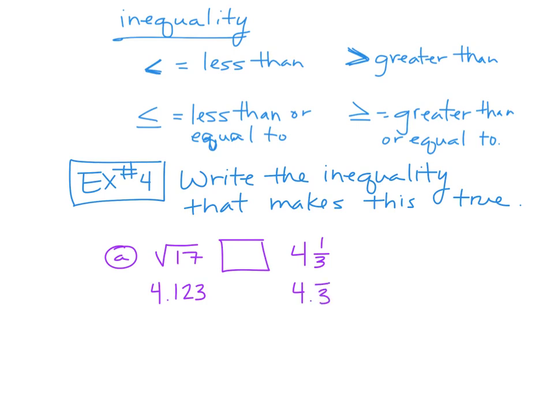So if you don't know that the square root of 17 is 4.1, not 4.3 something, then plug it in, okay? I would have plugged this one in. This is a good one to plug in. What symbol is going to go between those? Less than, right? 4.1 is less than 4.3 repeating. Okay, so you're going to put that less than symbol in there.